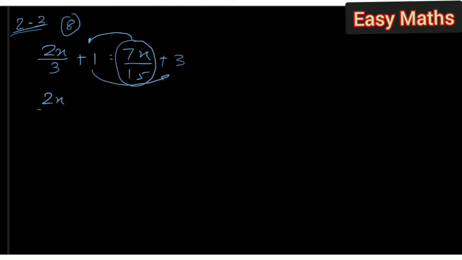So this 2x by 3 will remain as it is. This 7x by 15 sign will change. This plus 3 will remain as it is. This plus 1 will become minus 1. Now what you can do is either solve the left-hand side terms by cross multiplication because the denominators are different, or you can also do the LCM method. So now I am going to do this by the LCM method. Okay, I will show you how we can solve this by both methods. So first I will show how we can solve this by cross multiplication.